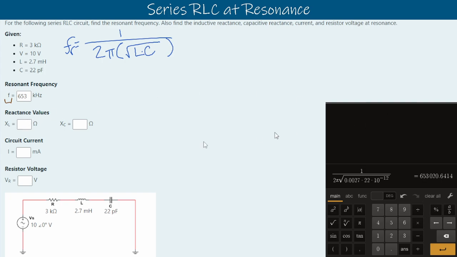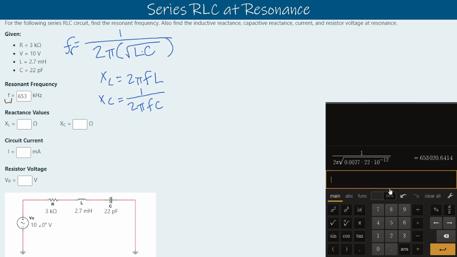So at that point, we can figure out what our XL and our XC are because we know our frequency now. We know that our XL and XC variables have their own equations. So XL is equal to 2 pi FL, and XC is equal to 1 over 2 pi FC. We could plug both of those in. We'll say that we have 2 pi, start off with our XL equation, multiplied by our frequency, which we just got was 653,000.